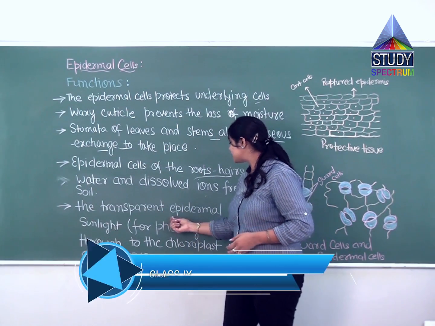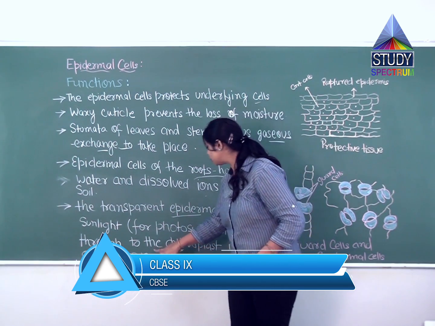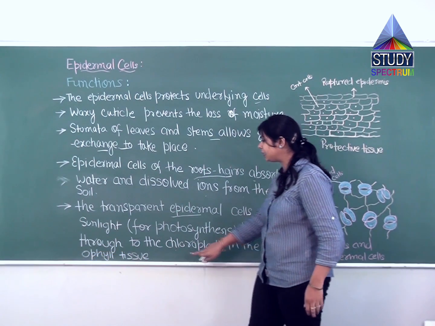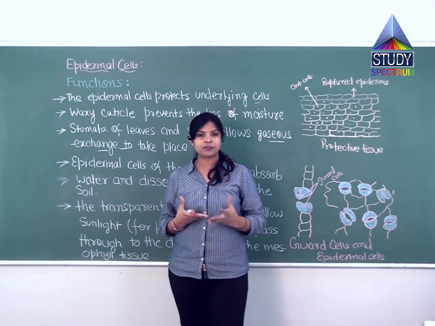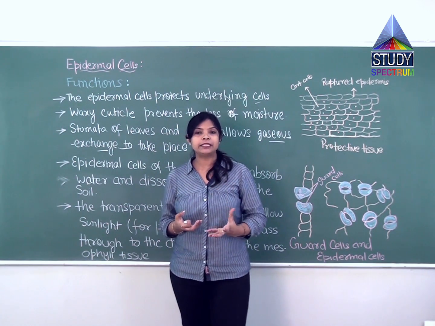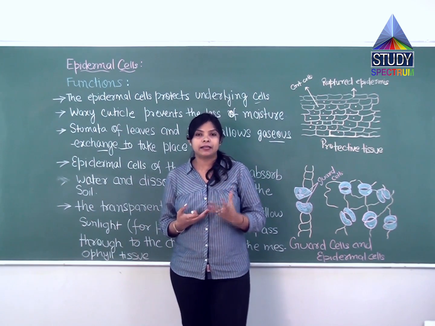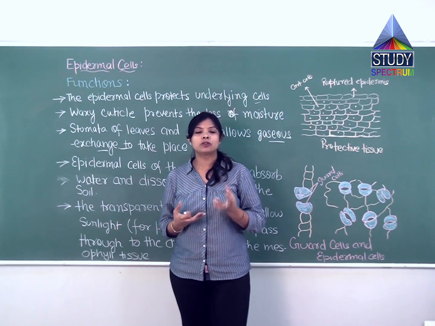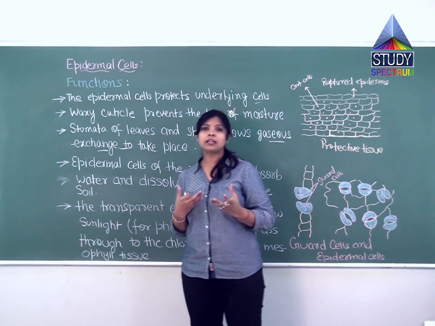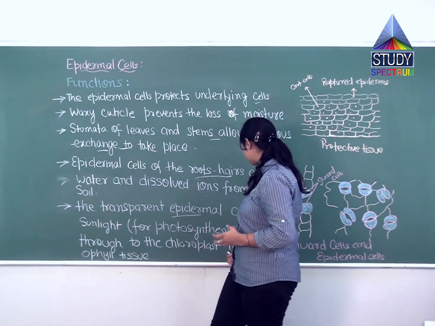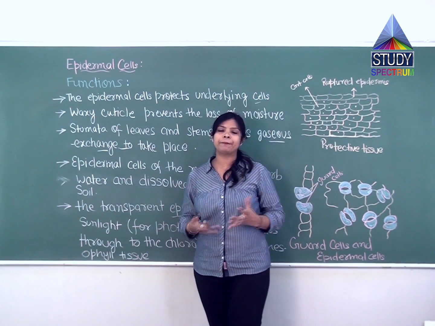Other than this, the transparent epidermal cells allow sunlight for photosynthesis to pass through to the chloroplast in the mesophyll tissues. Some epidermal tissue cells are very transparent. So what is their role? Chloroplasts are also present, so in the presence of chlorophyll, they absorb the sunlight. These transparent epidermal cells help to absorb the sunlight for the plant, and it reaches the mesophyll tissues. So these are the few functions of epidermal cells.